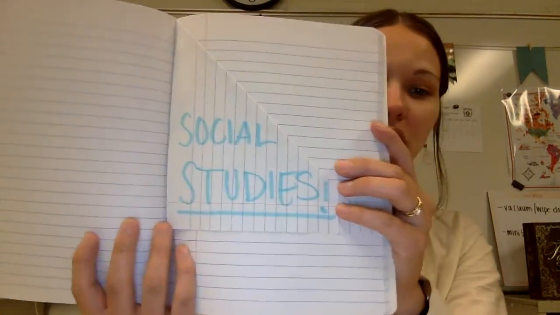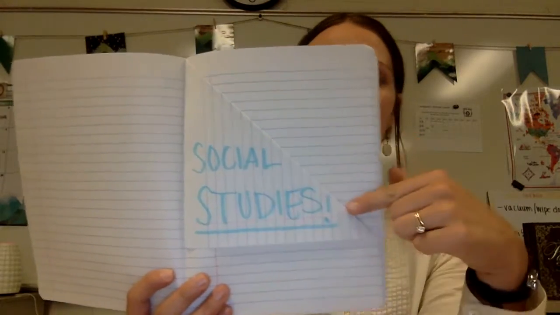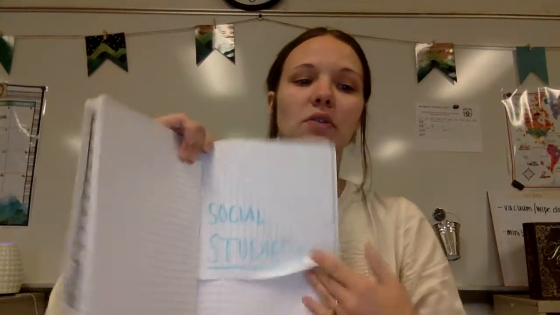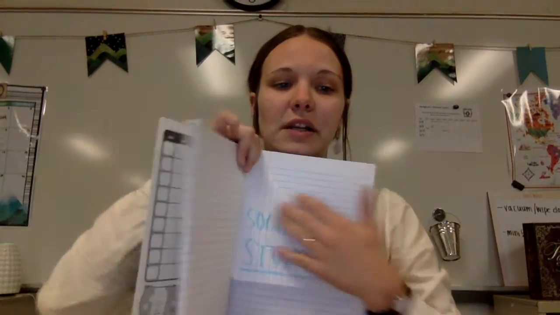So I folded my page over and I wrote social studies. So now I know that the front half of my notebook is science and the second half of my notebook is social studies. So you can keep it closed. I'm keeping my page folded. You can fold it like this. You can put a sticky note on it if you want to. You can put a sticky note right here. You can put a paper clip there. Whatever you need to know that this is where your social studies notebook starts.